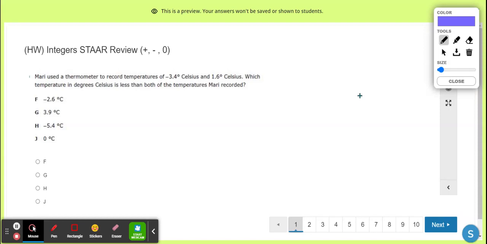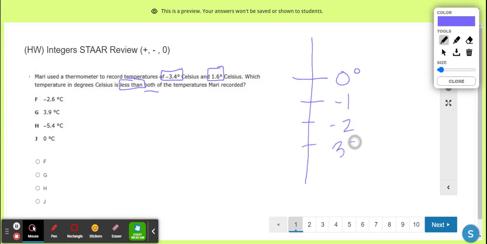All right, let's take a look at the integer star review. So it looks like we have the thermometer and we're looking at temperatures in degrees, and which one is less than both of these temperatures. So just for example, on the thermometer, let's say this is 0 degrees here and then going down, this is -1, -2, -3.